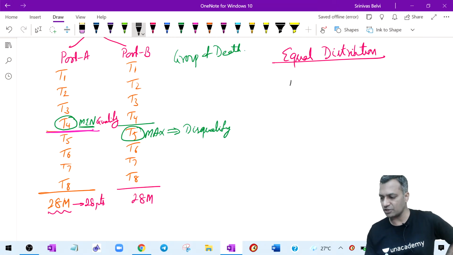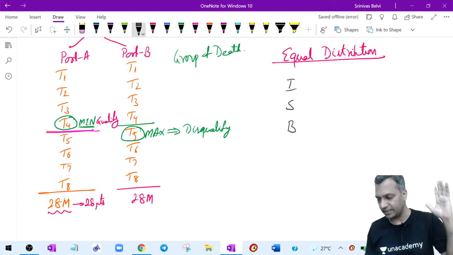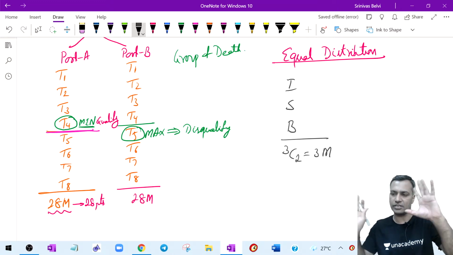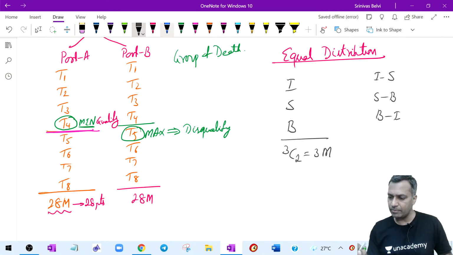Assume that India, Sri Lanka and Bangladesh are playing a triangular round robin series. It can happen. A triangular round robin series means there will be 3C2 matches, which means 3 matches in the tournament. What are the 3 matches? India plays against Sri Lanka, Sri Lanka plays against Bangladesh, and Bangladesh plays against India. That's it. Did everybody play 2 matches?